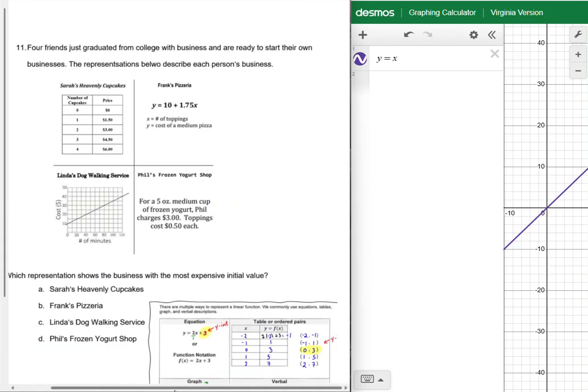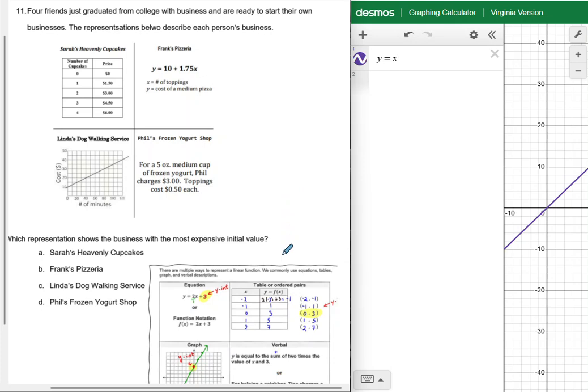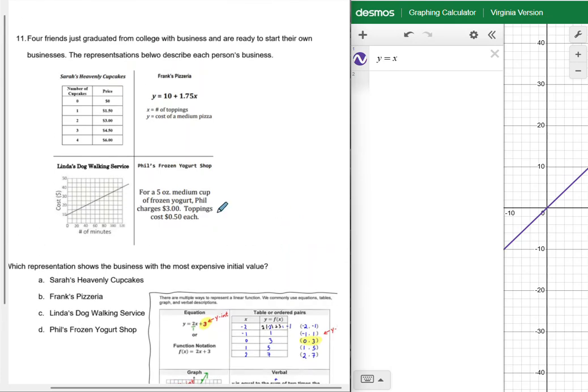All right, the last question. You had a question like this on the quiz that you took for my class, so hopefully this will make a little more sense. We have these four representations. Which representation shows a business with the most expensive initial value? Most expensive initial value.